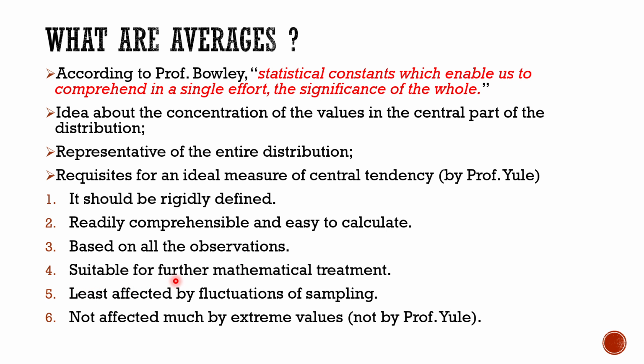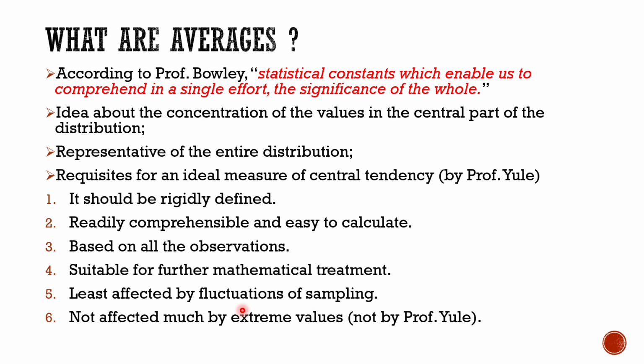Fourth, it should be suitable for further mathematical treatment. It means if we have two different samples and we have calculated the averages for both samples separately, and if we club those samples to make a single sample, then further mathematical treatment can be done using the same idea, or the same average. The fifth one is that it should be least affected by fluctuations of sampling. We'll be dealing with this later. Sampling is a method of taking a sample. That is what we call sampling.